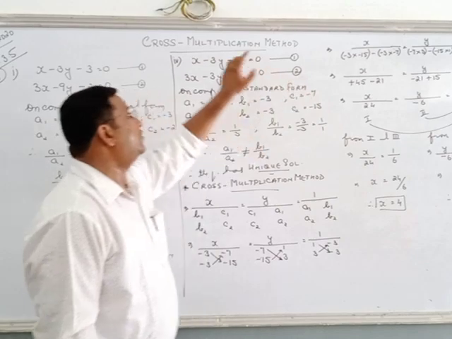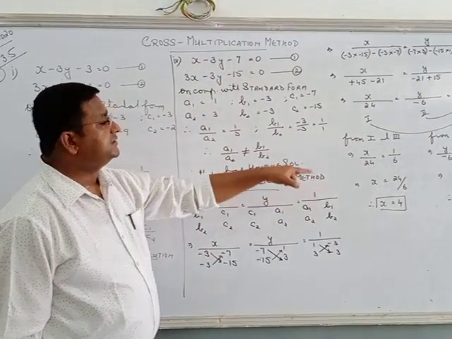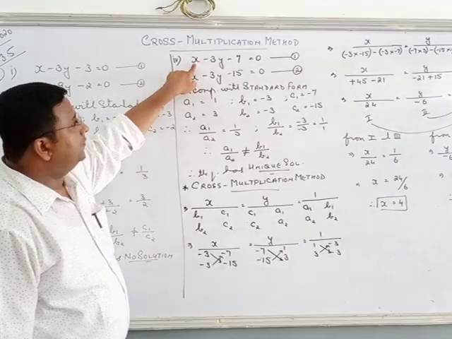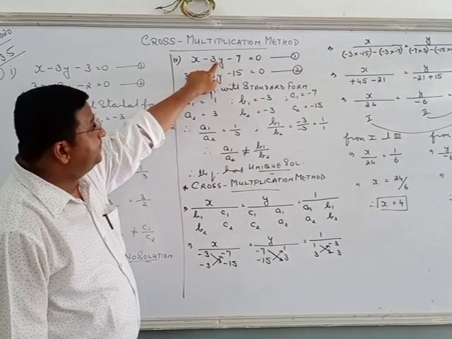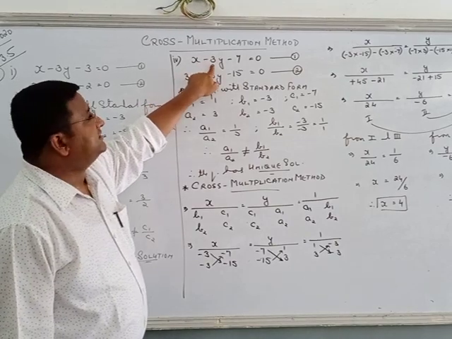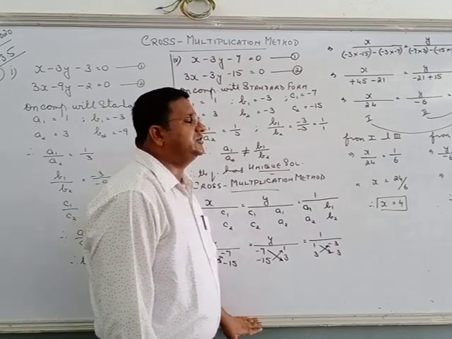You can substitute the value of x and y over here. Left hand side will be equal to right hand side. For example, x is 4, y is minus 1. 4 ones are 4. Minus 3 into minus 1, that is plus 3. 4 plus 3, 7. 7 minus 7, 0. So this is your cross multiplication method.